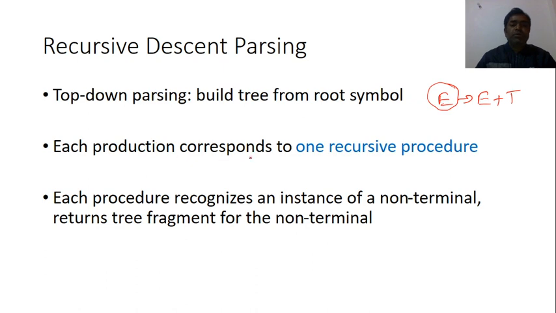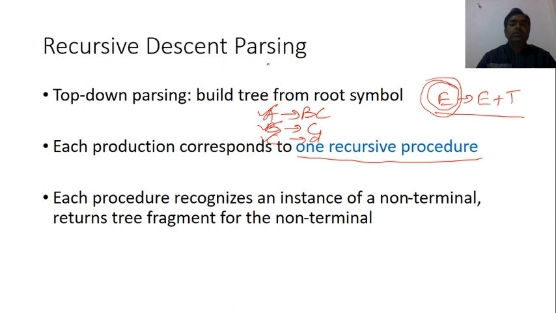Each production corresponds to one recursive procedure. In recursive descent parsing, consider this production: this E, the left side E, becomes the procedure here. That means for every production written in the grammar, like if the production is A derives to BC, and then B derives to C, then C derives to D, and like this, in this case there will be 1, 2, 3 procedures. Every production corresponds to one recursive procedure.